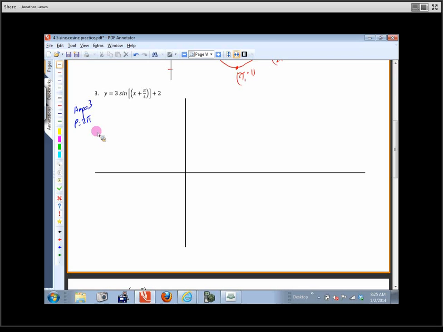Okay? Is there a phase shift? Has this been shifted left or right? It has. Which is it? Phase shift is left, so I'm going to write minus pi fourths. And then is there a vertical shift? There is. So I'll write vertical shift. That's going to be +2. We're going to move it up 2.